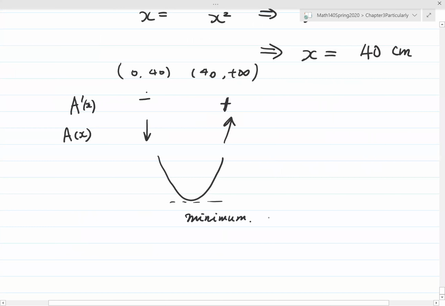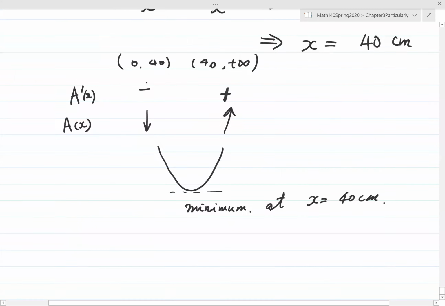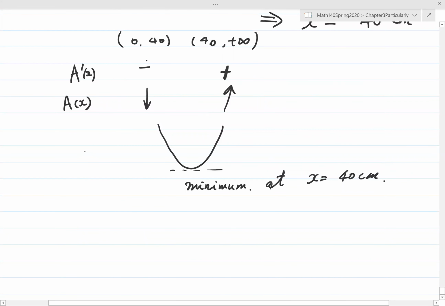Okay, the minimum is at x equals 40 centimeters. So now the box has achieved its minimum surface area if x is 40. If x is 40 centimeters, then we find h. h is 32,000 over x squared.